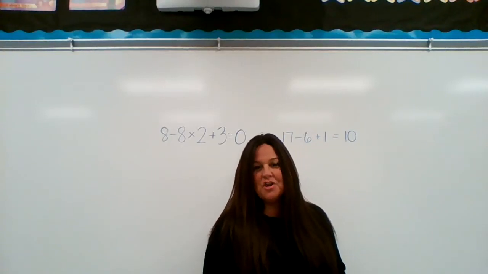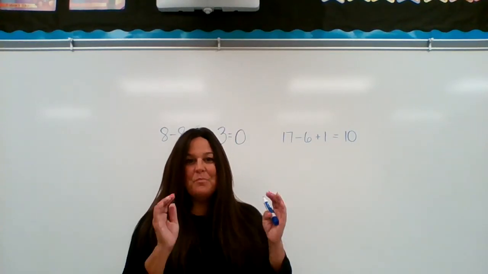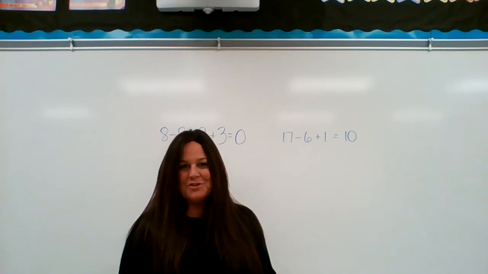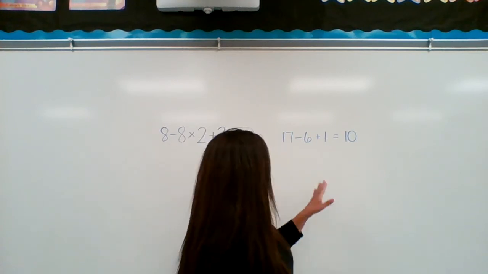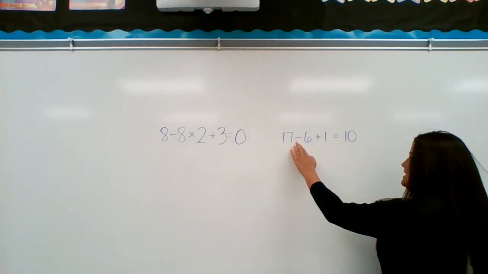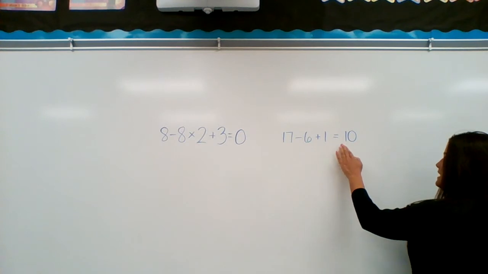So today I would like to go over how we can add parentheses, brackets, or both to an equation to make it true. I'd like you to take a look at this first equation that I have here. 17 minus 6 plus 1 equals 10.